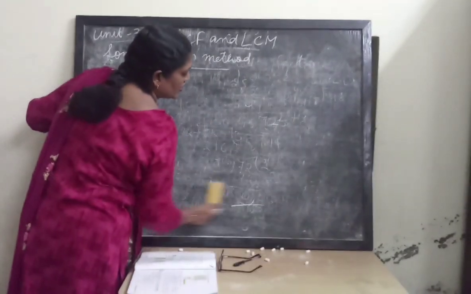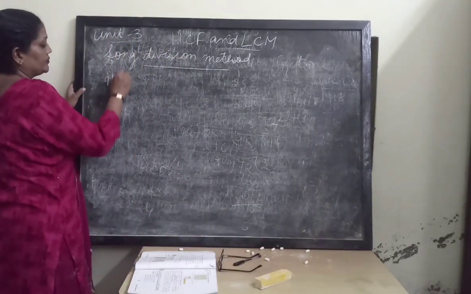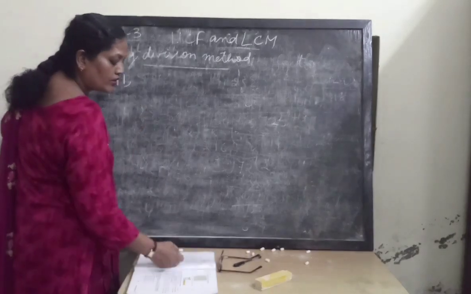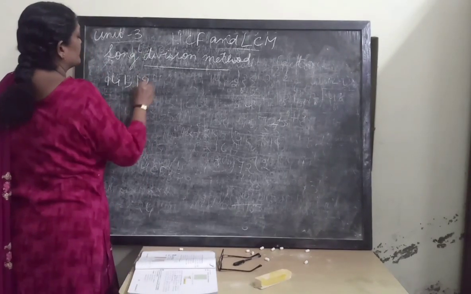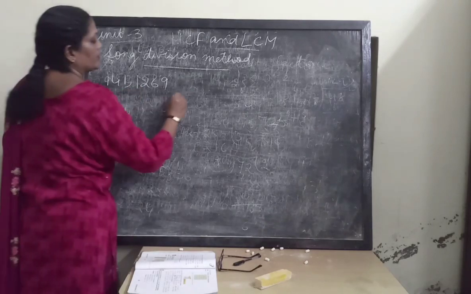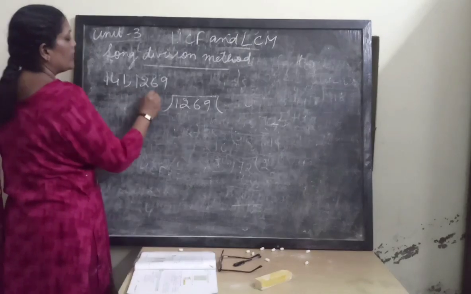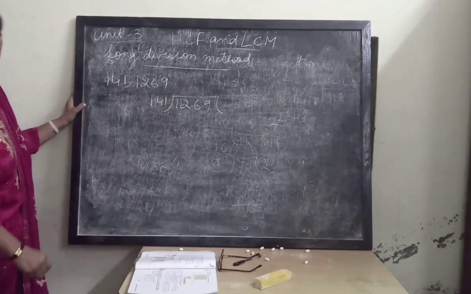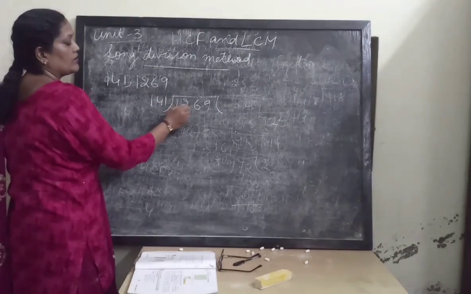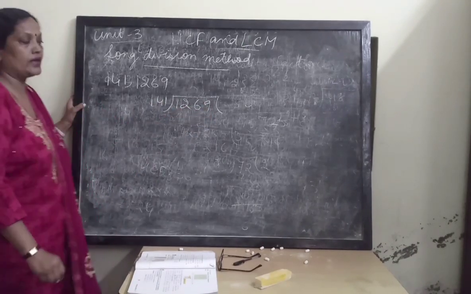One more sum I will teach you. 141, 1269. Now which is the bigger number? 1269. Which is the smaller number? 141. This 1269 is the dividend now, 141 is the divisor. Take 3 digits. Here also 3 digits. It is smaller, it is bigger. So you will take 4 digits together.